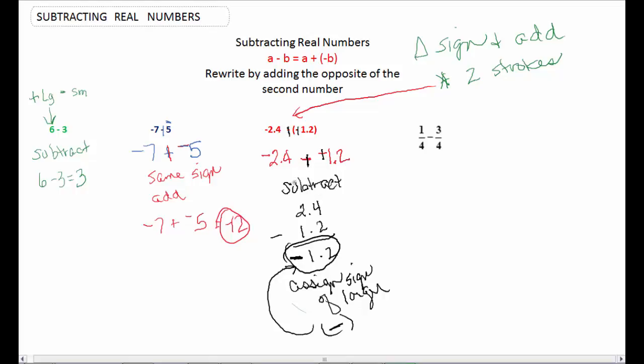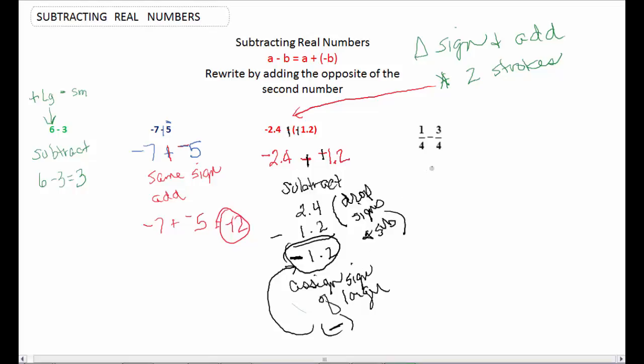1.2. Now some people might be confused because negative 2.4 is really smaller than negative 1.2. But remember that when we're subtracting here, we drop the signs and subtract.